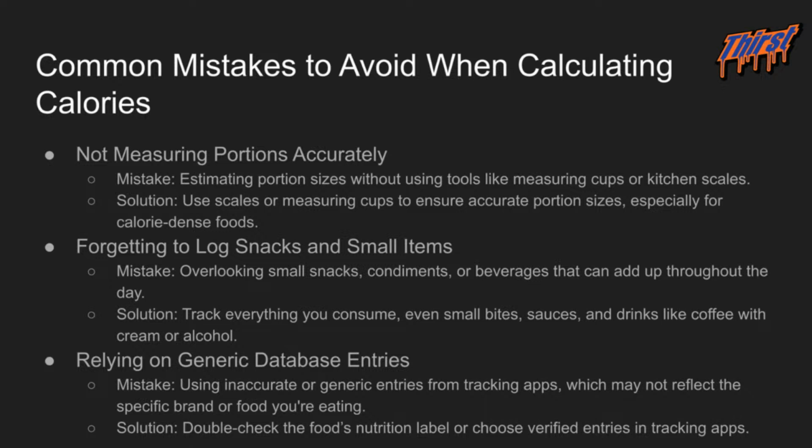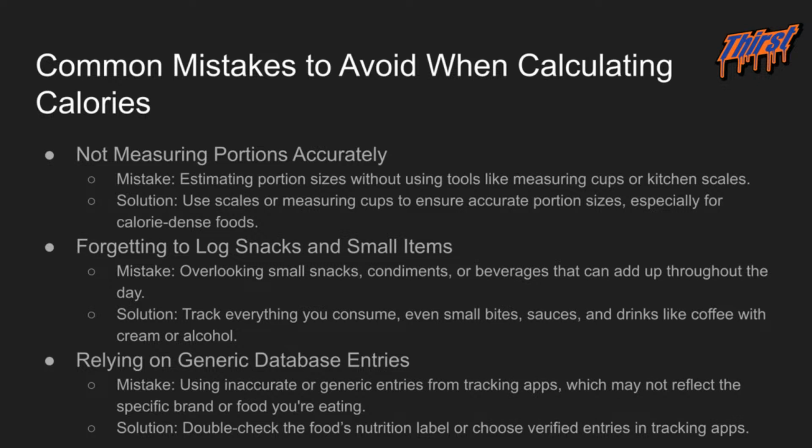Okay, so common mistakes to avoid when you're calculating your calories. First, we have to talk about not measuring your portions accurately. The mistake is usually estimating portion sizes without using tools like measuring cups or kitchen scales. If you're going to calculate calories and go down that whole road, you're going to want to make sure that you're measuring stuff. The solution is, again, to use your scales and measuring cups for accurate portion sizes, especially for your calorie-dense foods. So measuring appropriately will definitely help you.